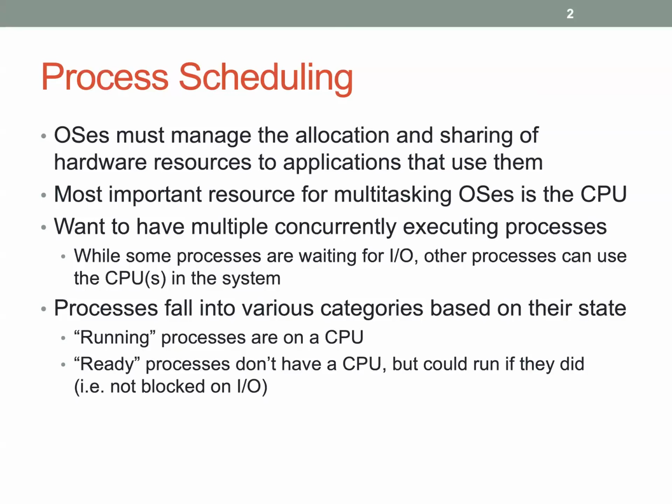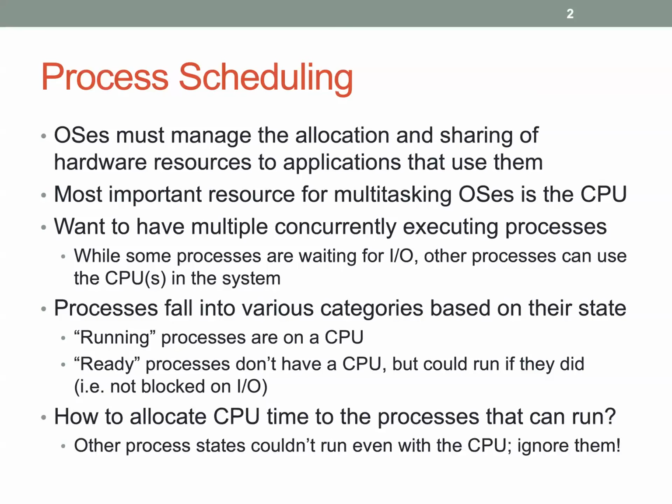Running processes are on a CPU. Ready processes don't have a CPU. The way that I describe it is a ready process is one that if it had a CPU, it could make progress. A blocked process shouldn't have a CPU because even if it had one, it couldn't make any progress. So the ready and running processes are really the ones that we care about with this question of scheduling. Blocked stuff is elsewhere. We move it into the ready queue when it's finally time to execute it.